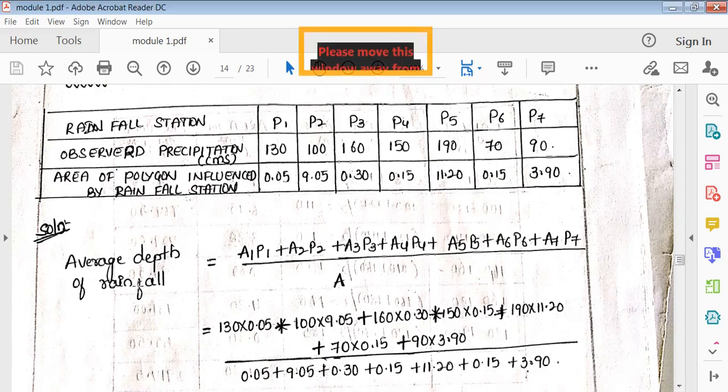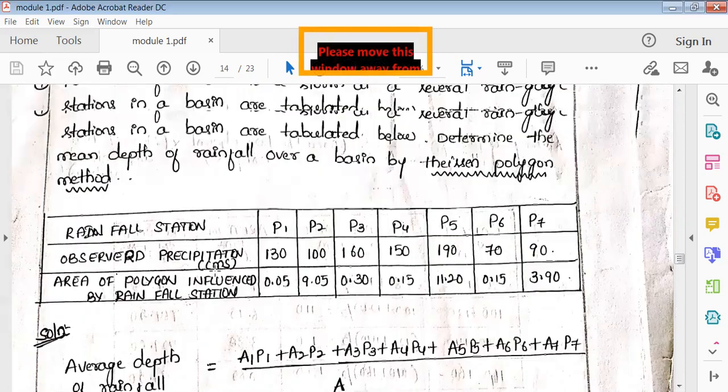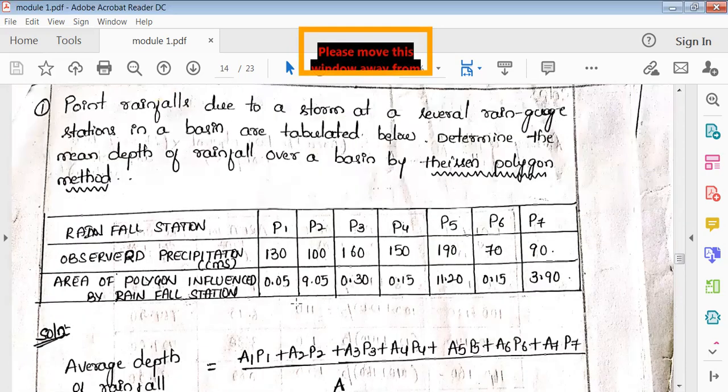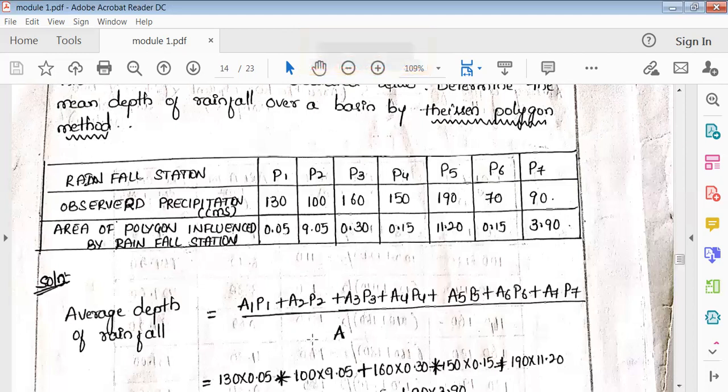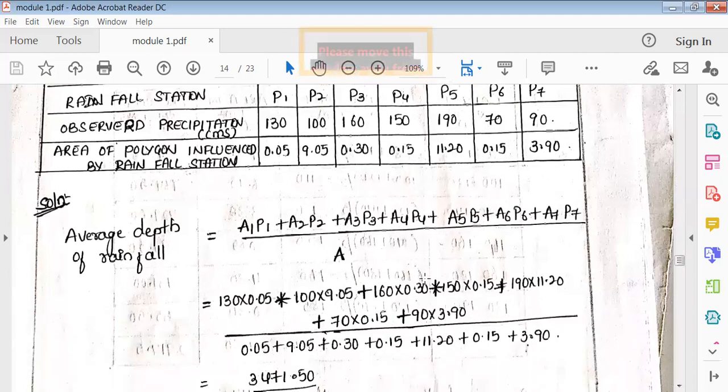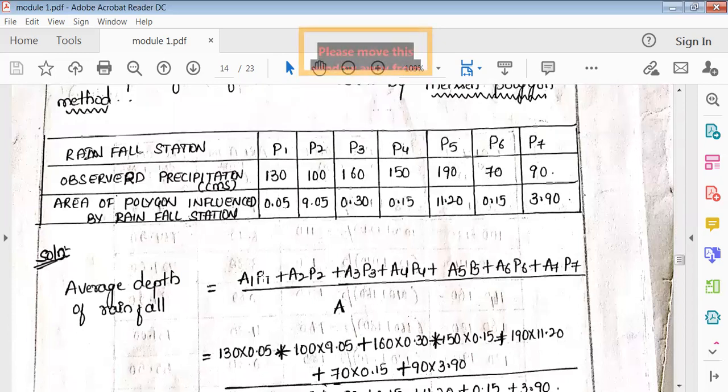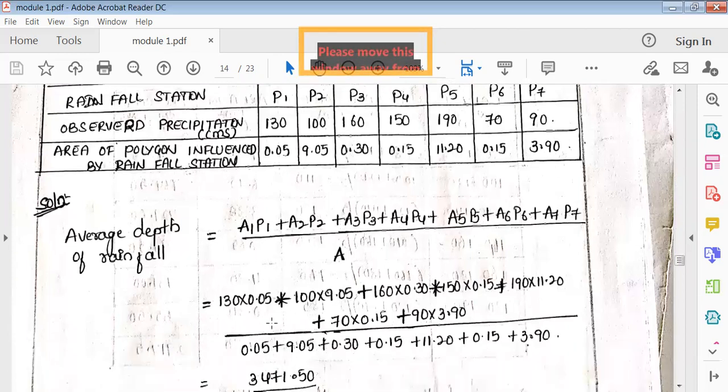Now first use the formula for average depth of rainfall. Because it is the Thiessen polygon method, the average depth of rainfall is A1P1 + A2P2 + A3P3 + A4P4 + A5P5 + A6P6 + A7P7, because there are seven rainfall stations, divided by A, where A is the total area.